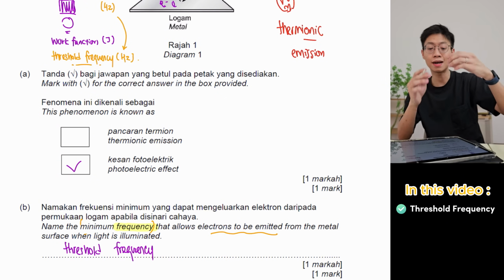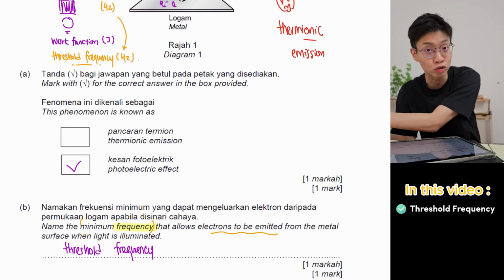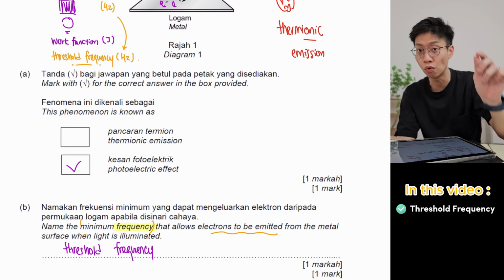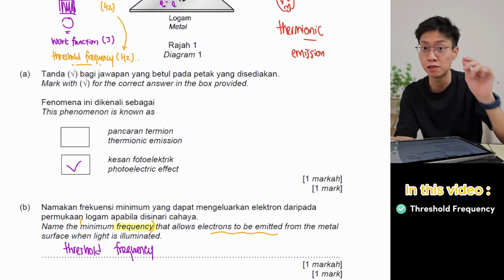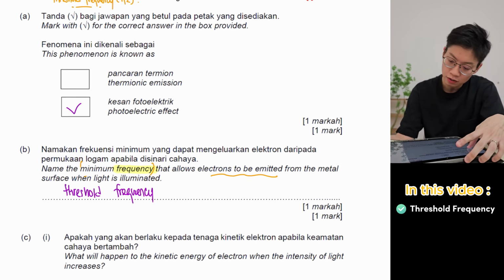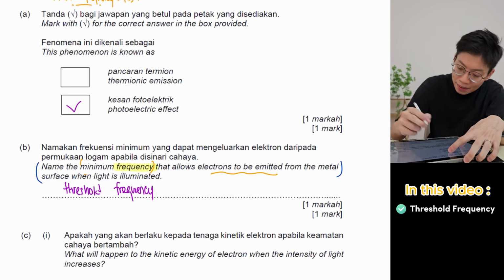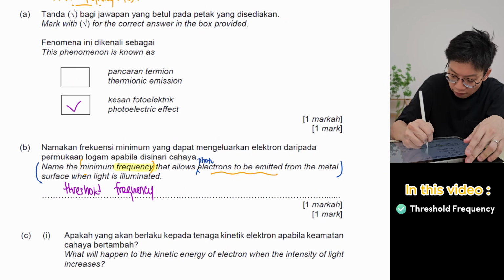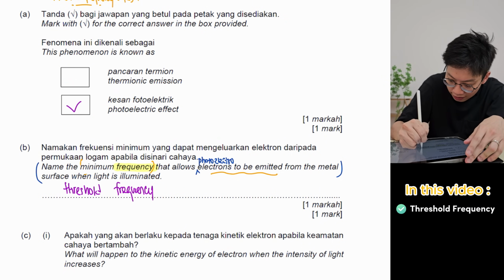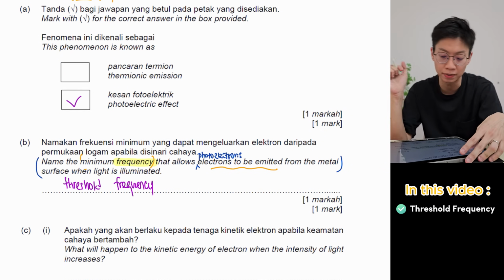If it becomes minimum energy that allows the photoelectrons to be emitted, then this will be our work function. So this is the definition for your threshold frequency. It's better to write here, allows what? Photoelectrons, so that your teacher cannot say you never write the proper term.